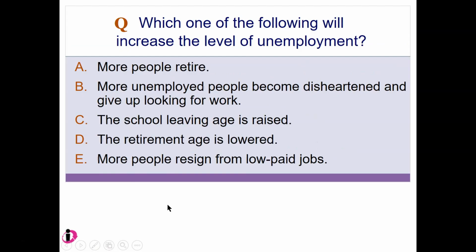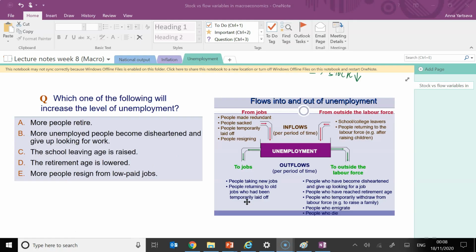The exam question which you might get on this topic might sound like this. Which one of the following will increase the level of unemployment? As always, stop the video, write down the answer, and continue when you are ready. Ready? Let's have a look at the answers based on the model we've just covered.